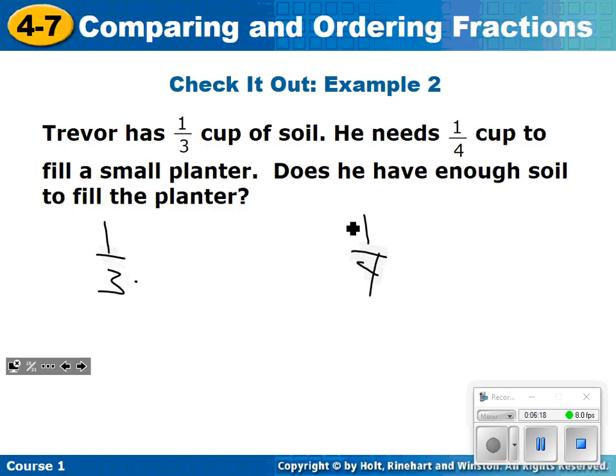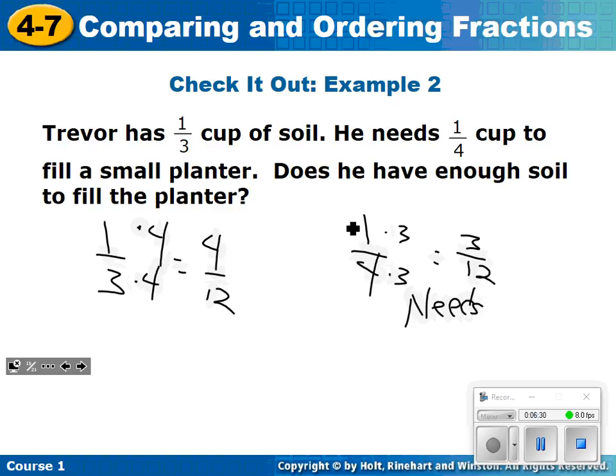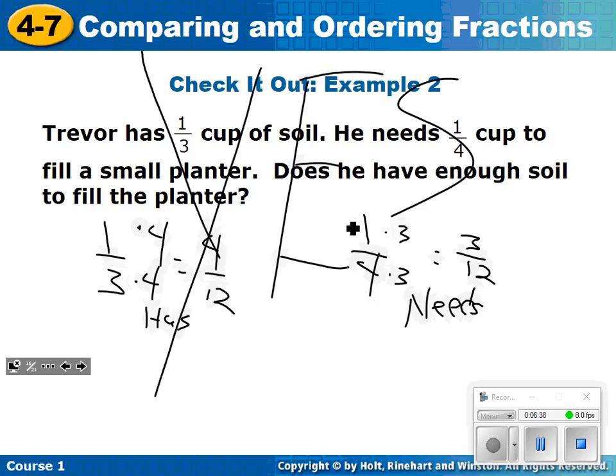Top and bottom by 4 here. 4 over 12. 3 here. 3 over 12. This is what he needs. This is what he has. Does he have enough? That's a big yes. It's a big 10-4.